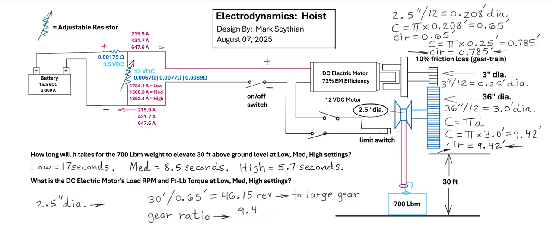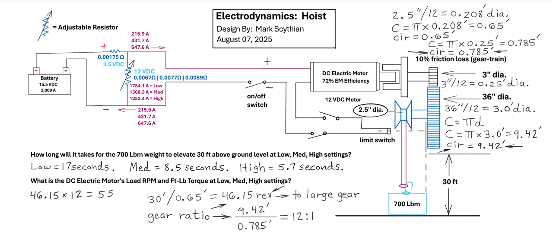So we would simply just divide the circumference of the large gear into the small gear. So we have a 12-to-1 gear reduction ratio. So that will require 12 rotations of the small drive gear to get 1 rotation of the large hoist gear.